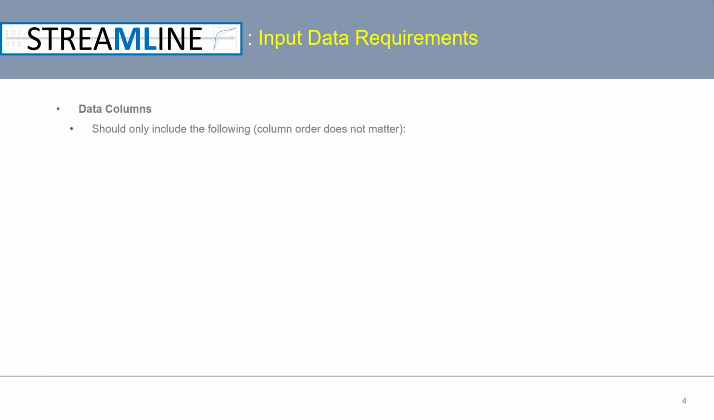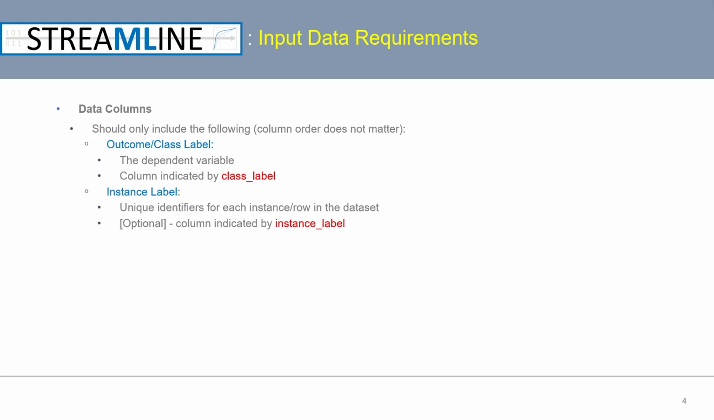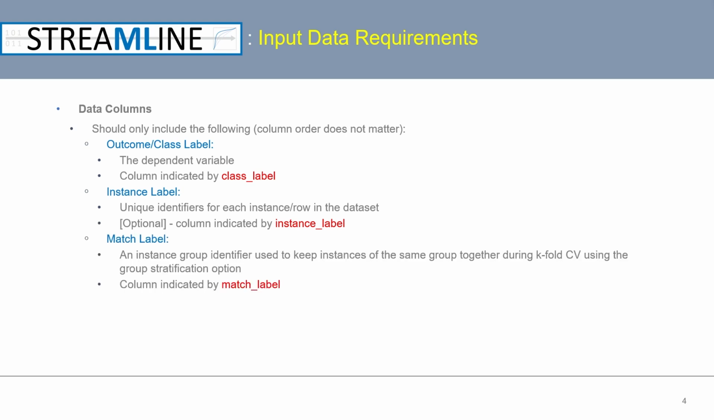Data columns in the dataset should only include the following, but of note, their order in the dataset doesn't matter. The first is outcome or class label. This is the dependent variable in the dataset, and its column is indicated to STREAMLINE by the run parameter class label. The second is instance label, which is the column with unique identifiers for each instance in the dataset. This column is optional, and its value can be indicated by the run parameter instance label.